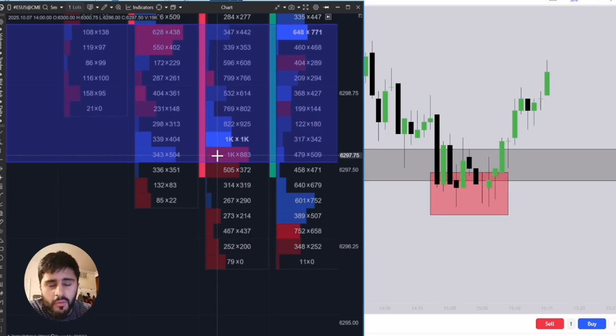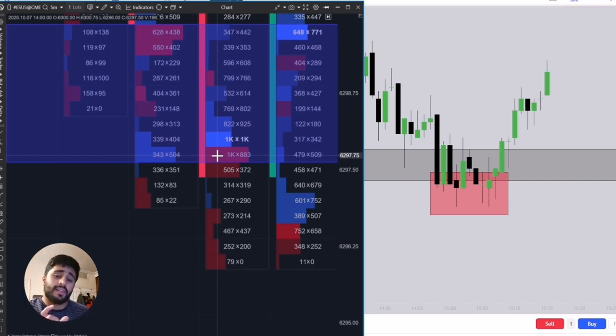So what does this mean from a fair value gap perspective? Or what does it mean from a buyers and sellers perspective? So 1K means that there was 1,000 market participants hitting the bid. The bid is the left-hand number, right? The bid represents aggressive sellers. Now, 883 aggressive buyers were present. So that means there were more aggressive sellers than aggressive buyers.